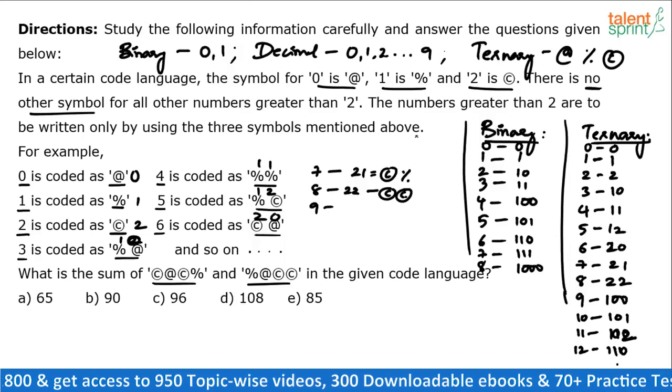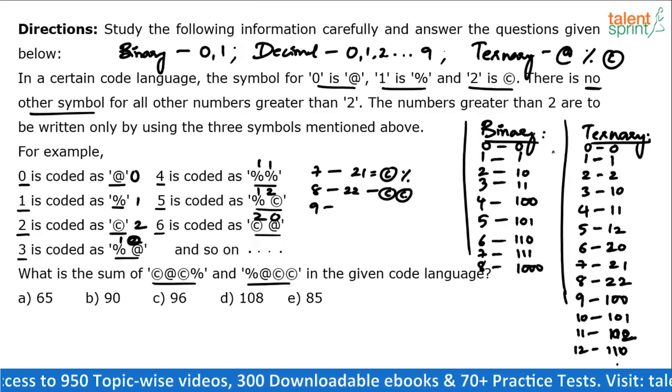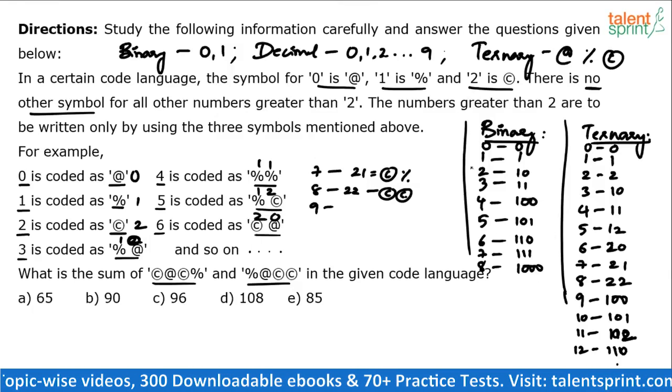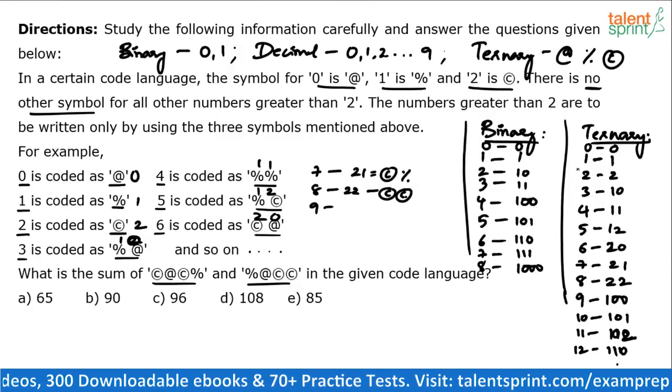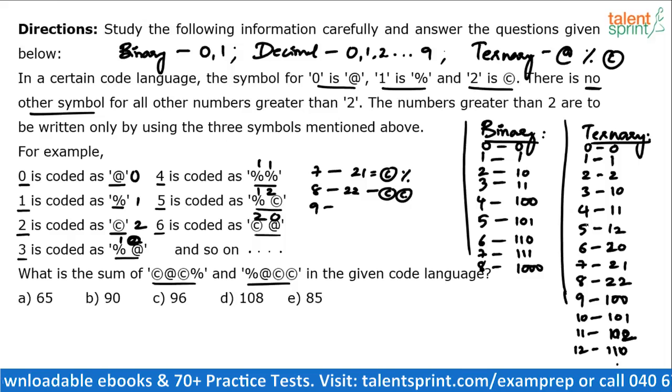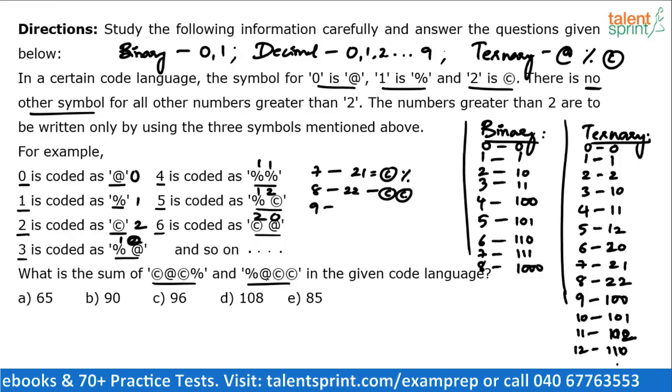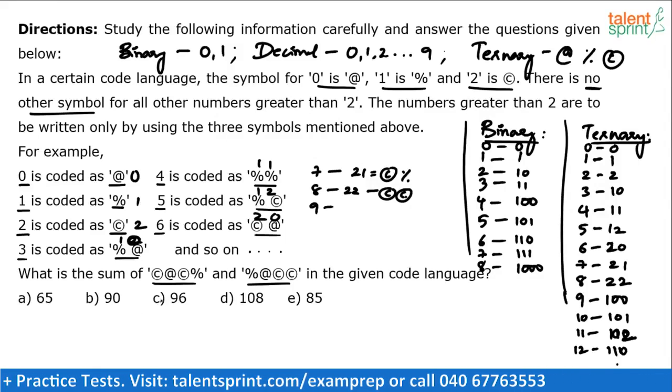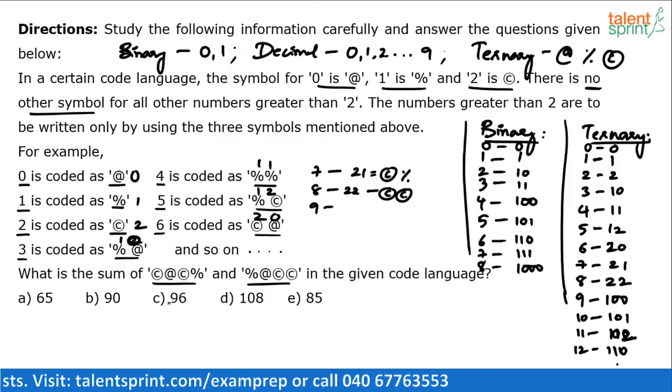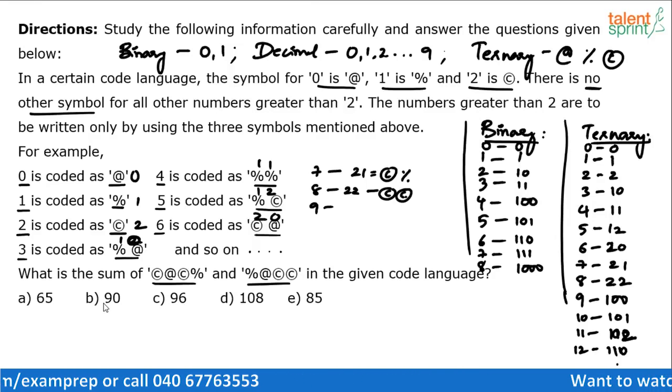See, like how we convert binary numbers to decimal numbers. These are all binary numbers on the right hand side. On the left hand side we have decimal numbers. Similarly, these are all ternary numbers. On this side we have got decimal numbers. So we have to convert these ternary numbers to decimal numbers. Then add those 2 decimal numbers to get the required answer. Right? Now the conversion system is similar.